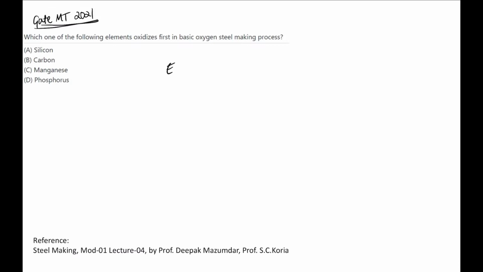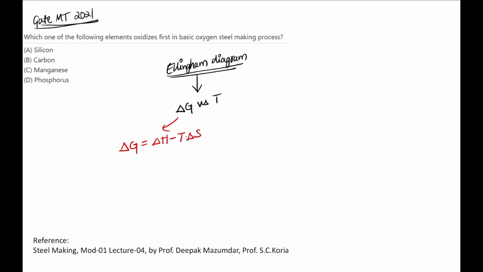For that, we'll be using the concept called an Ellingham diagram. How an Ellingham diagram helps us is that these diagrams are nothing but plots between delta G and temperature. Delta G, we know, is the Gibbs free energy, which acts as the thermodynamic driving force for any particular reaction to occur, and T is the temperature. We all know that the equation for delta G is: delta G equals delta H minus T delta S, right? This is the equation that we have.